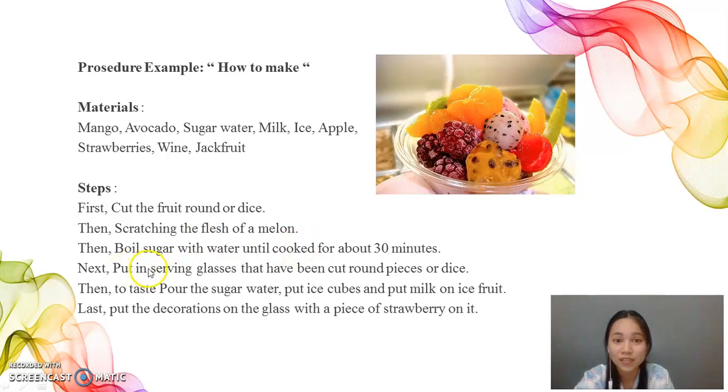Next, fill the glasses with the fruit that has been cut into round pieces or dice. Then, pour in the sugar water, put in ice cubes, and put milk on the iced fruit. And the last, put the decoration on the glass with a piece of strawberry on it.